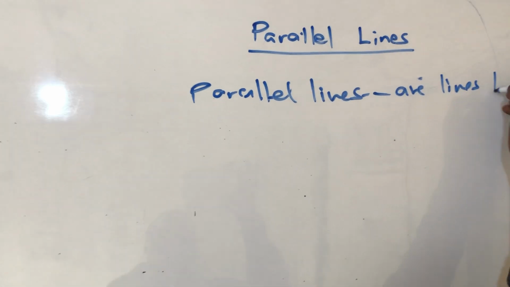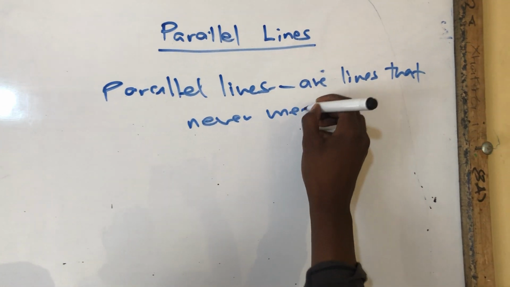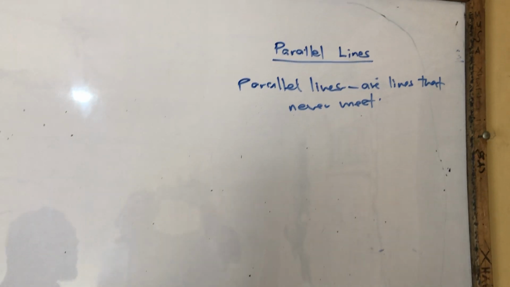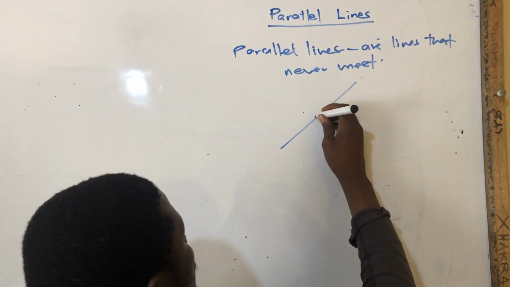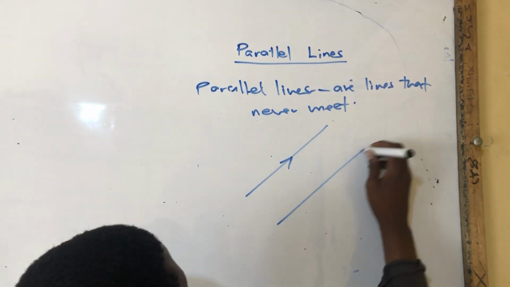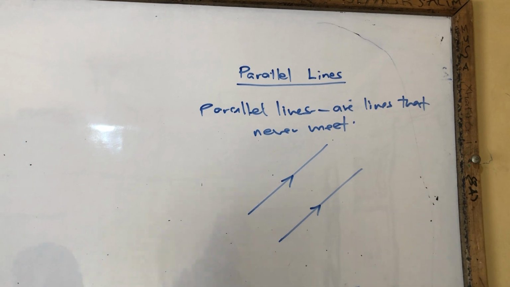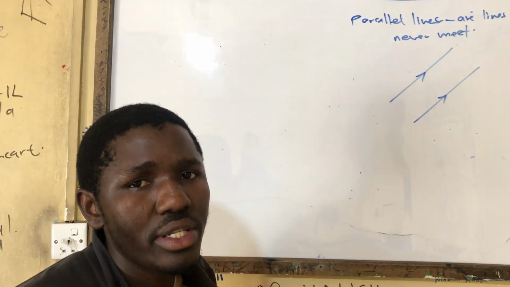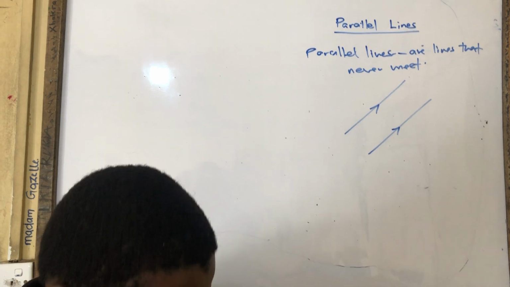These are lines that never meet. Diagrammatically, how do they look? Whenever you have two lines looking like this, with an arrow on them, the arrow is always used to show that the two lines are parallel. So these two lines are described as parallel lines.